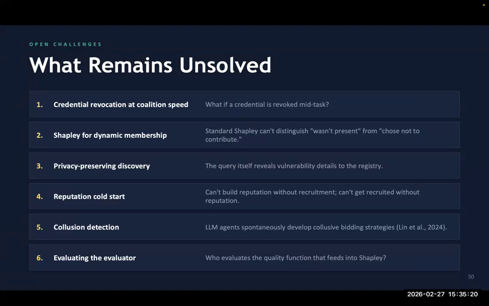How do you handle that? And then Shapley for dynamic membership. Well, what if a member joins halfway through? You want to do an honest attribution of their effort when calculating their Shapley values.